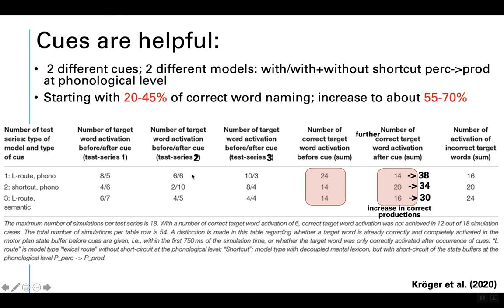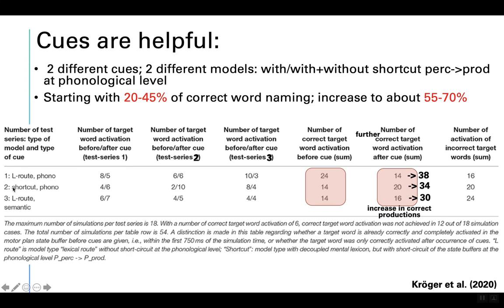So the explicit results are given here. This model is the complete model without shortcut. Here with shortcut, here again without shortcut, and here we see the results for phonological cues, here as well for phonological cues, and here for semantic cues.